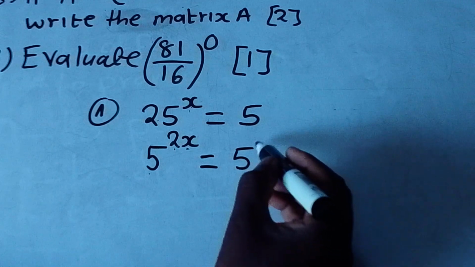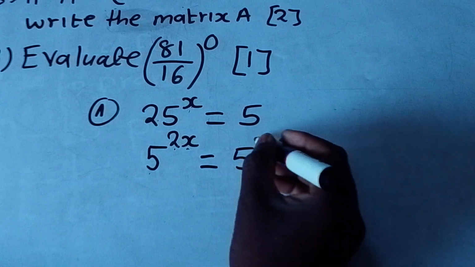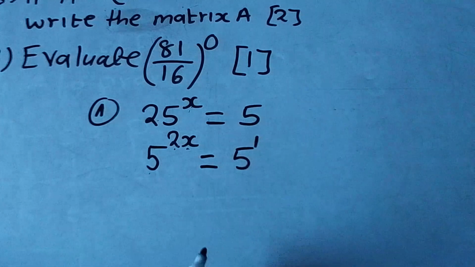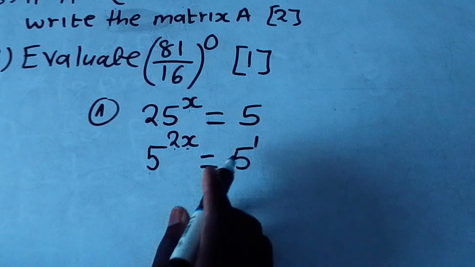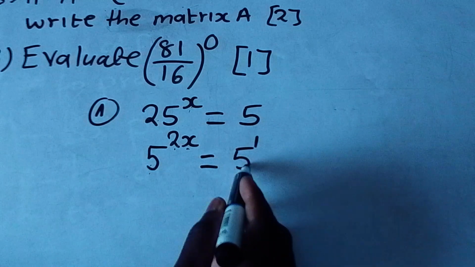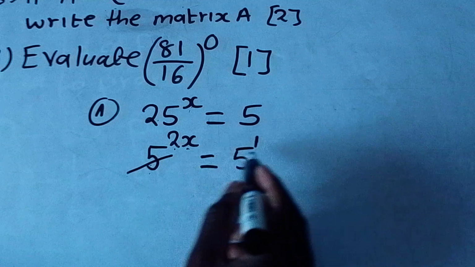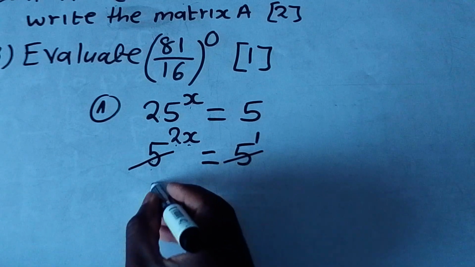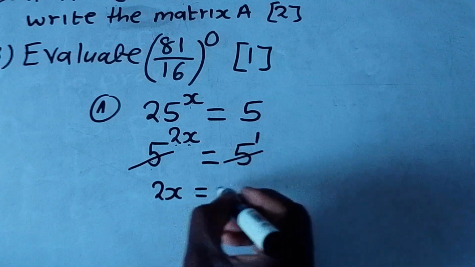And then here, there is a 1 which is invisible, so you have to introduce it, which is 1. If there was no number, just know that there was 1. And here you can see the bases are the same, so you eliminate them. So it will be 2x is equal to what?